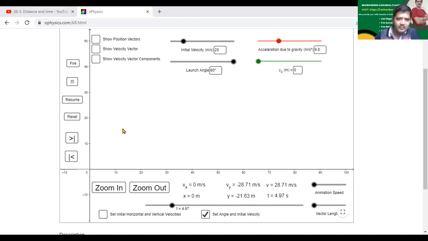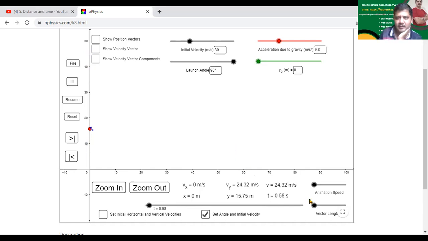Okay. Now let us make this 30. Fire this. You should expect a distance to be more than 20. Already gone to 45.1. 45.1. Let us fire it once again.